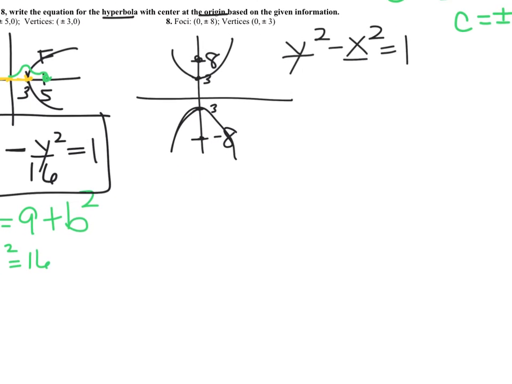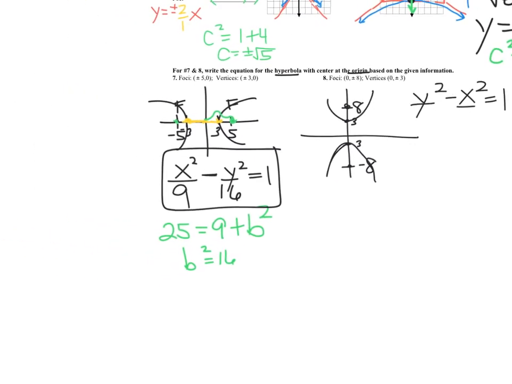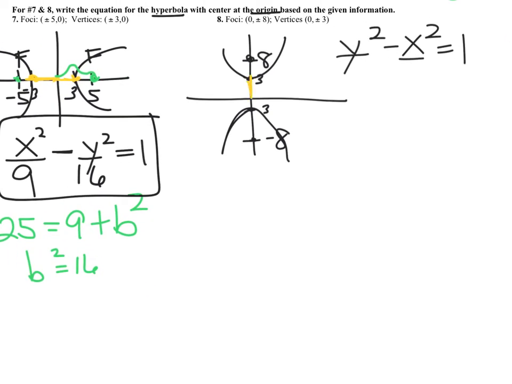All right, once again, I think the last one, the vertices were 3. Oh yeah, they were. So this is 3, but this time I'm going to put this underneath the y, 3 squared. And then we get 64.